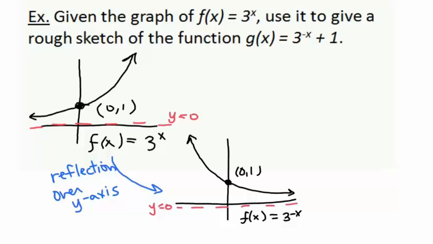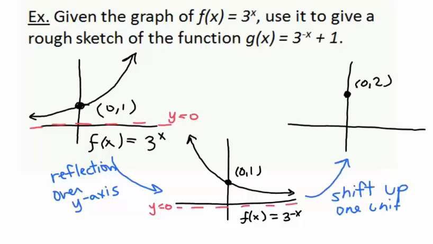Since this plus 1 is happening on the outside, this is going to result in a shift upwards of 1 unit. Now again, I'm going to focus on this point that I know and this horizontal asymptote. If I'm shifting up 1 unit, that means I'm going to add 1 to all of my y values. In particular, this point 0, 1 goes to the point 0, 2 now if we shift it up 1 unit. And also our horizontal asymptote is going to shift up 1 unit as well. And our horizontal asymptote is now going to be at y is equal to 1. And then we fill in the same rough shape that we have down here, and we get a function that looks like this.